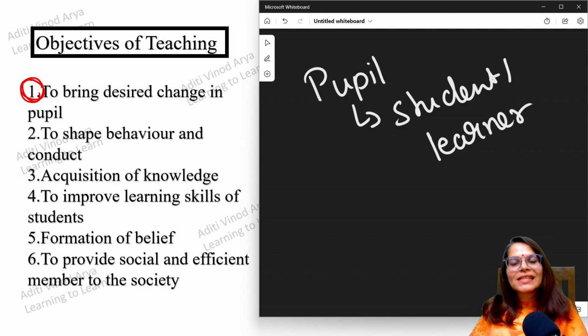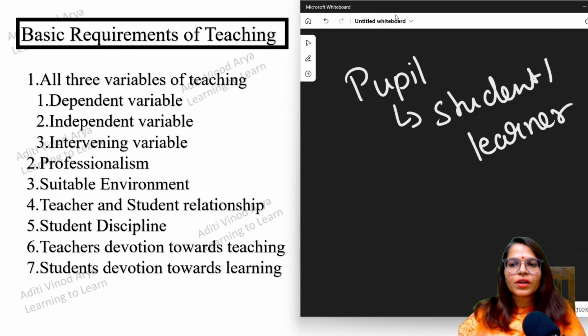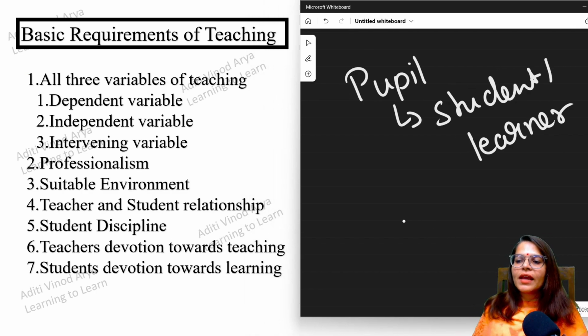So these were the 6 basic objectives of teaching. These are also called aims, or reasons why we are going to teach a child. Fine. So these are all the points. Now let's move forward towards the next one, that would be the basic requirements of teaching. Basic requirements means what exactly do we need while teaching.